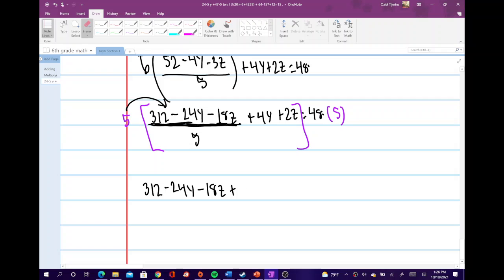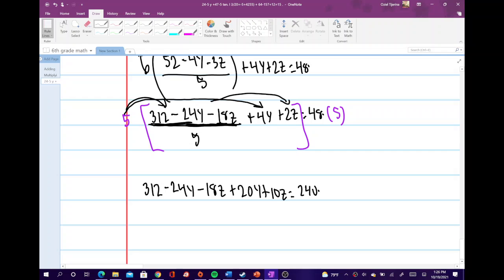Oops, and again, I almost made a mistake. The numerator is the same, however, you're also multiplying this 5 to the 4y plus 2z, right? So it's going to be plus 20y plus 10z equals, and it's going to be 48 times 5, which is 240.